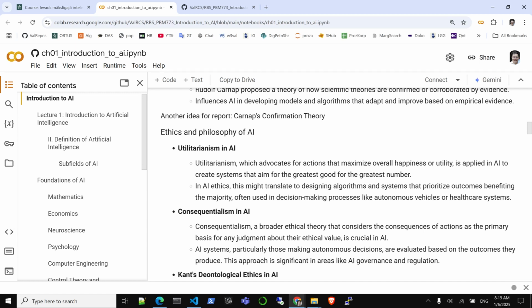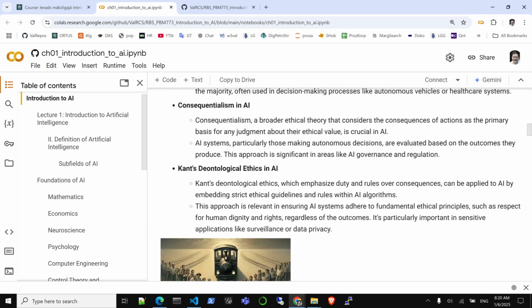Because, for example, if you are doing AI on autonomous driving, say you're working on a Tesla, how do you make a decision? Do you kill the driver of the car to save the passengers, or do you save the people outside? If there's a crash incoming, what do you do? This is where utilitarianism comes into play. Sometimes there are other theories, of course. So AI and philosophy are very closely related.